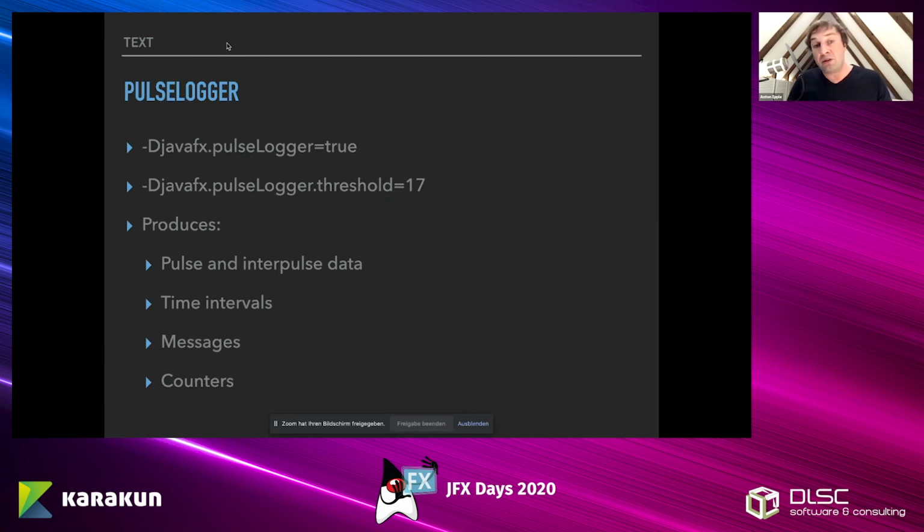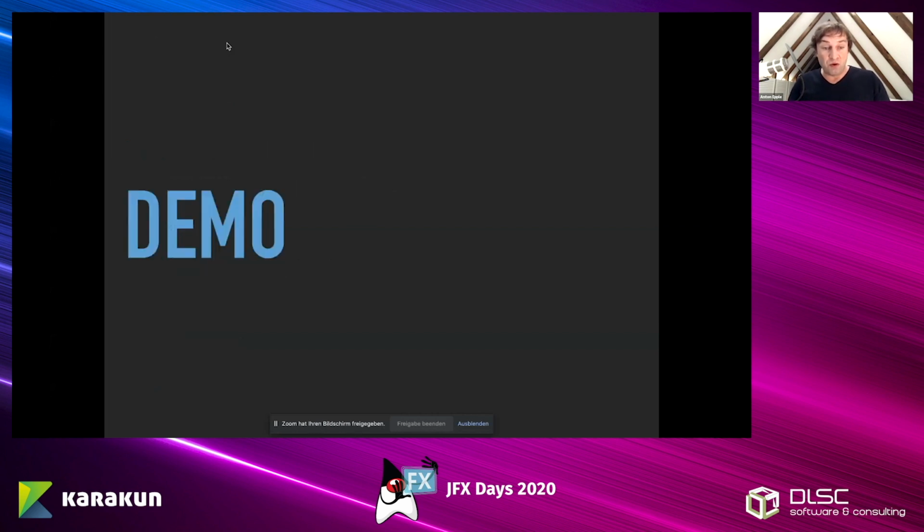So to enable the pulse logger or the print logger, which is the implementation, you just pass javafx.pulse.logger=true. And you can set a threshold. I think the default threshold is 16 or something like that, because you're only interested in events that take longer usually than the 16 milliseconds. So you are only interested in events that make you skip a frame. And this pulse logger output gives you information. We can have a look at it.